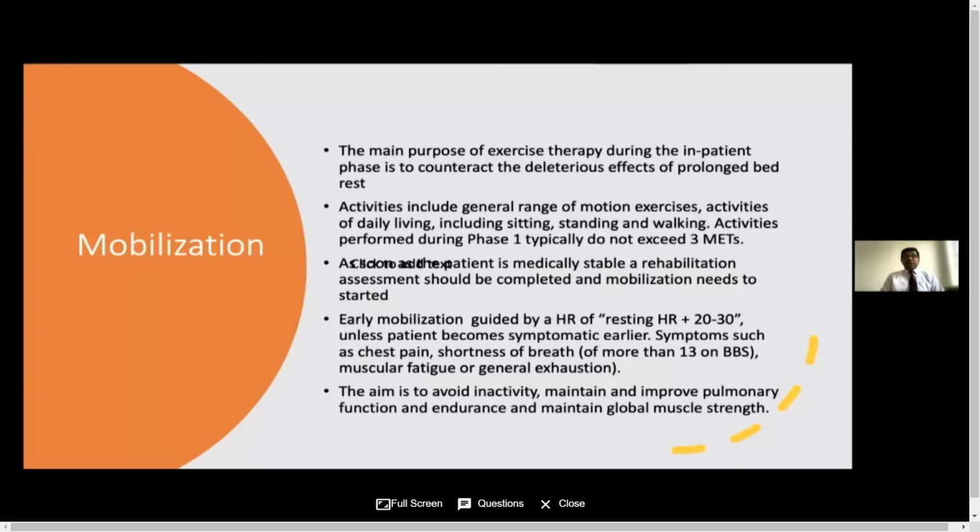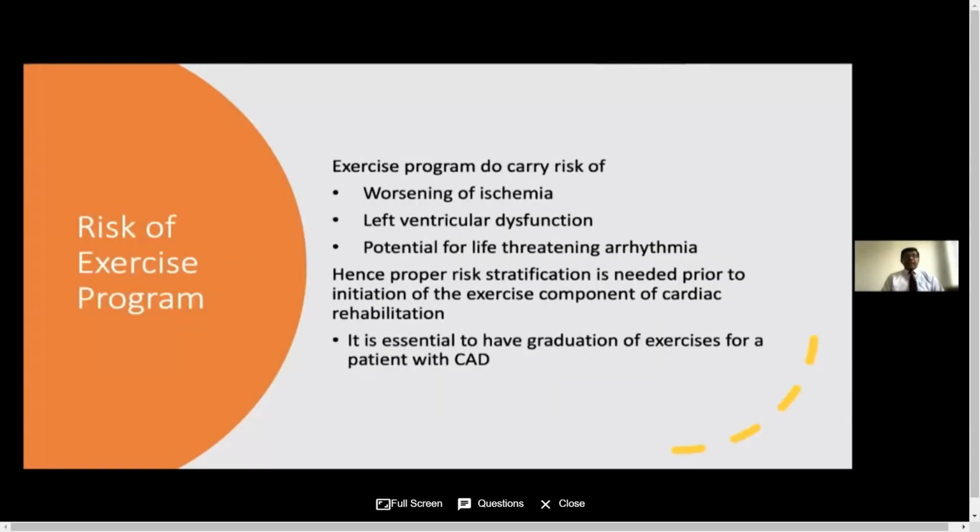As soon as the patient is medically stable, rehabilitation assessment should be completed and mobilization needs to be started. Early mobilization should be guided by heart rate plus 20 to 30 unless the patient becomes symptomatic. The aim is to avoid inactivity, maintain and improve pulmonary function and endurance, and maintain global muscle strength. Exercise has been seen to be beneficial for patients with coronary artery disease.